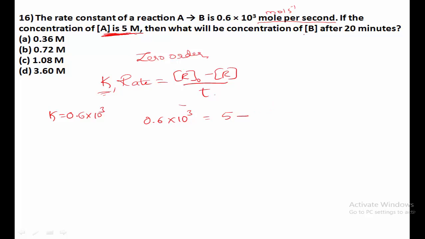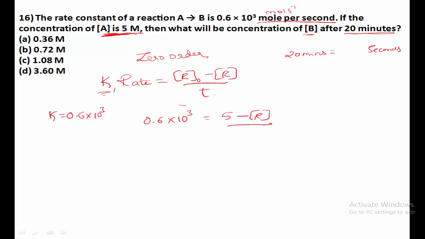what will be the concentration of B? That we don't know. So keep this one as it is. Okay, then 5 minus r divided by after 20 minutes. So see here the unit is given in terms of second, and they asked you to find the concentration after 20 minutes. That 20 minutes you should convert that into seconds.